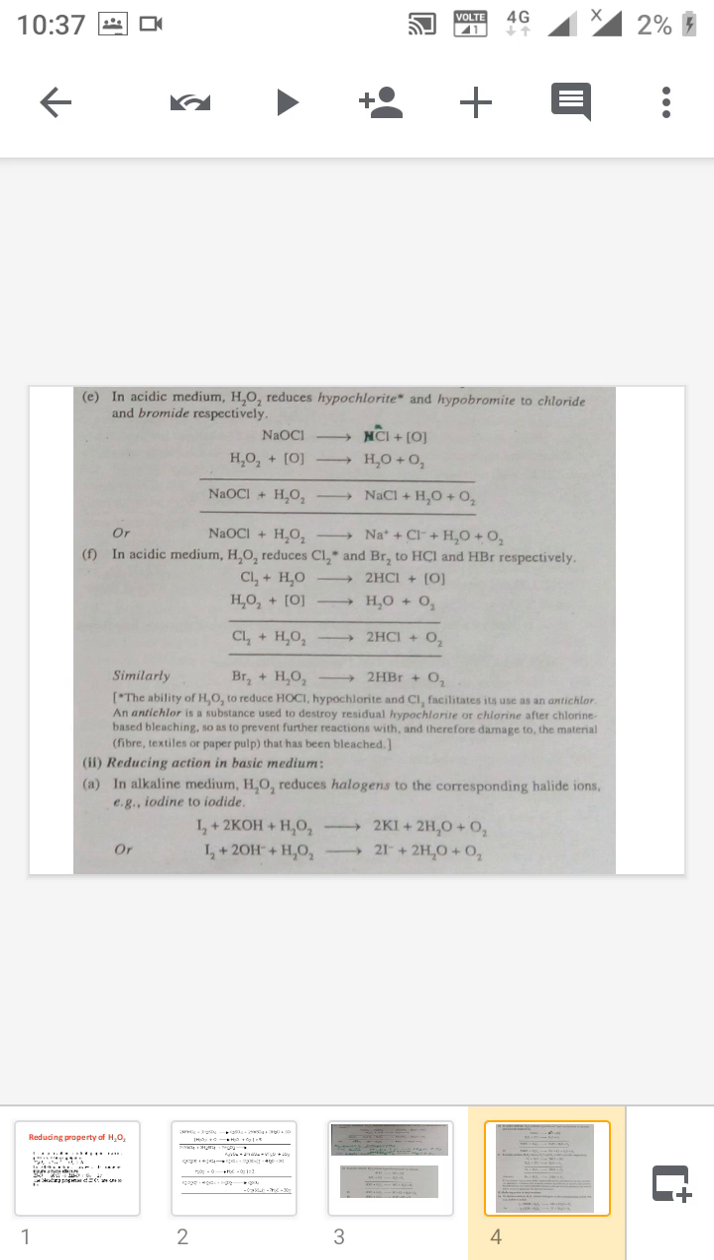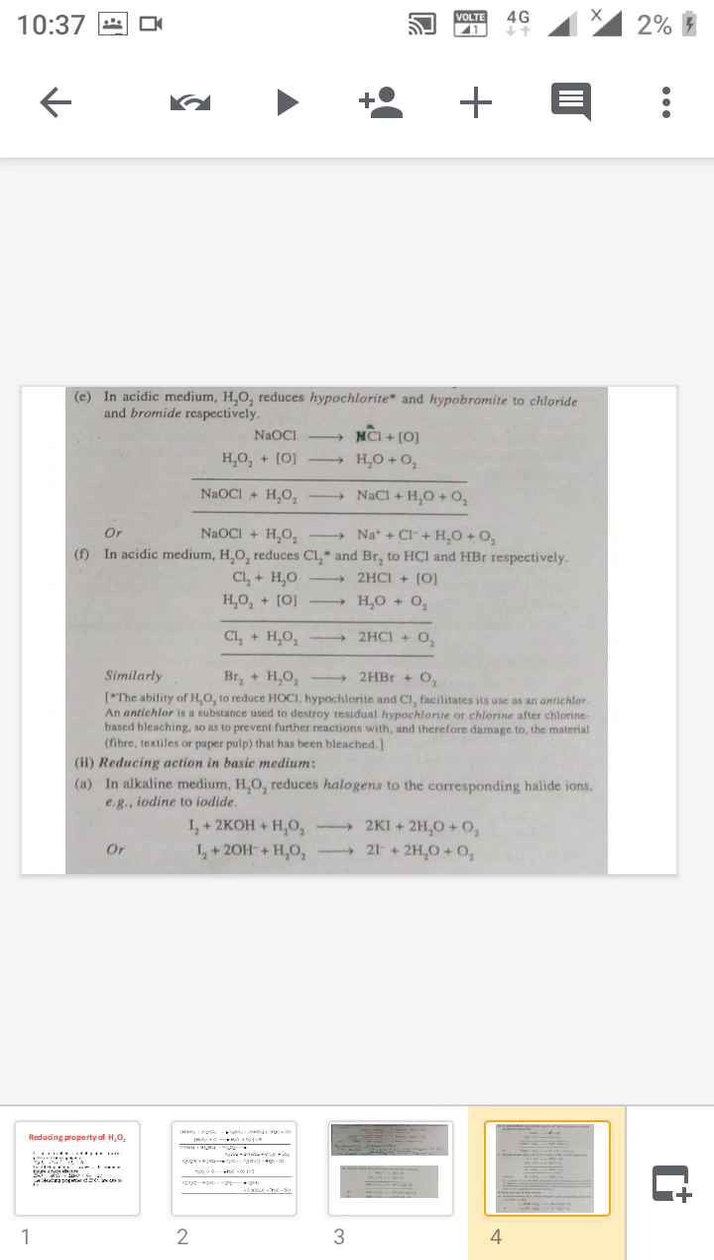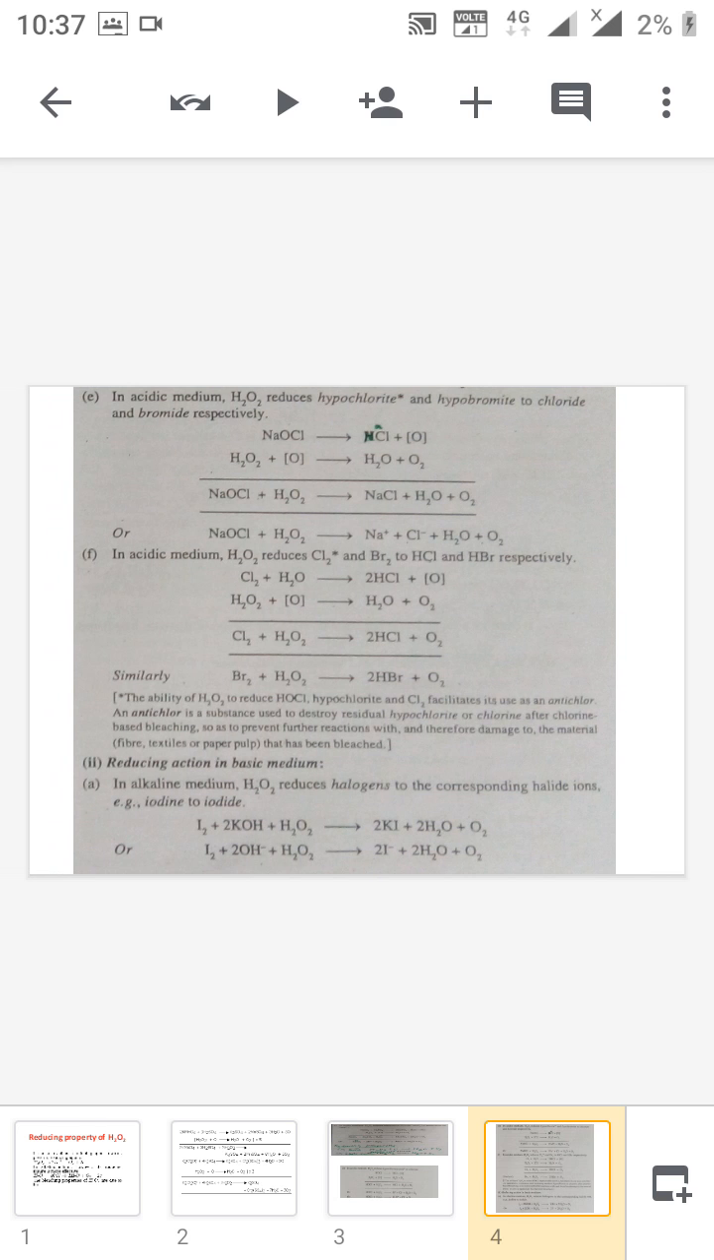Now, the reducing action in basic medium. In alkaline medium, hydrogen peroxide reduces halogens to the corresponding halide ion. Yesterday we discussed the conversion of halide to halogen by using hydrogen peroxide. Here we are reducing the halogen to the corresponding ion. So iodine reacts with KOH plus hydrogen peroxide, where KOH provides the basic medium. We will get KI plus water and oxygen.